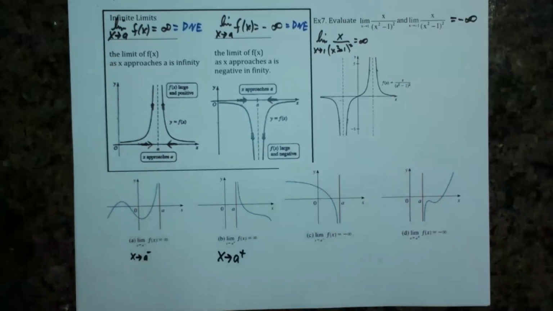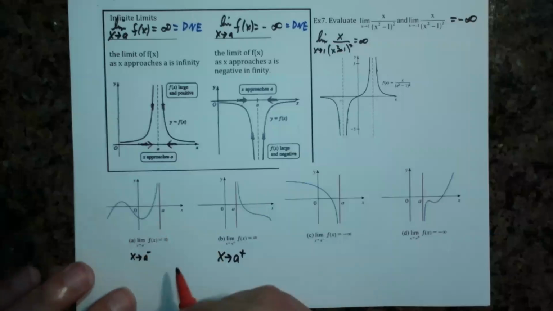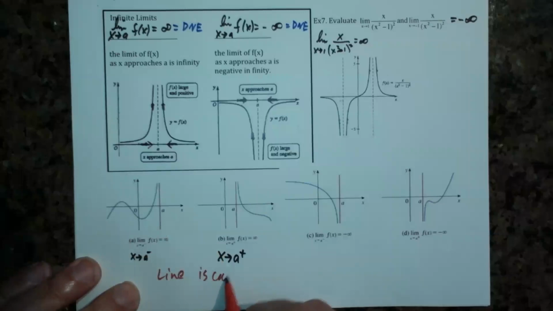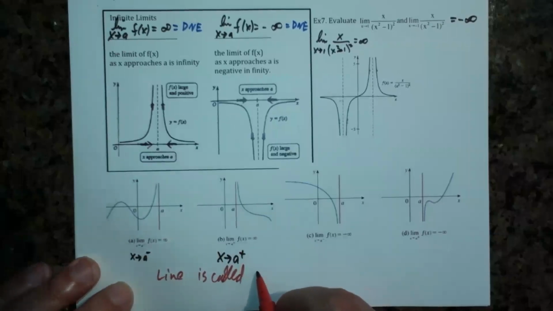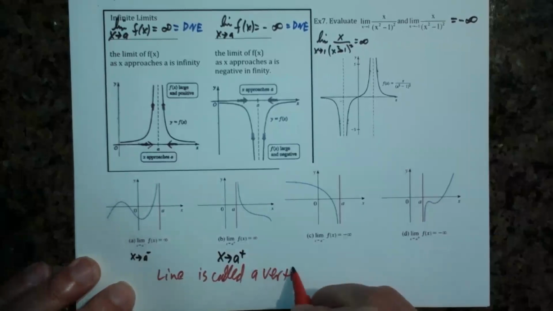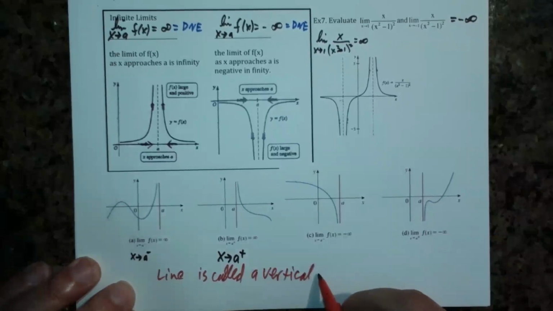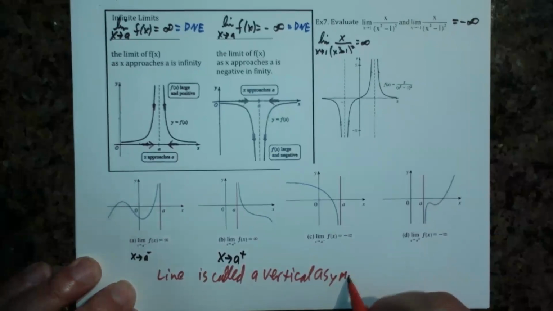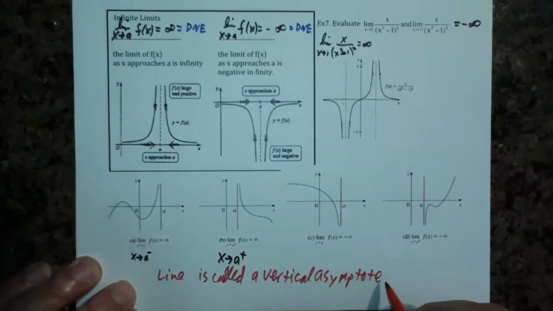And by the way, the red line that you see here, maybe it's coming off as purple, is called a vertical asymptote of f.